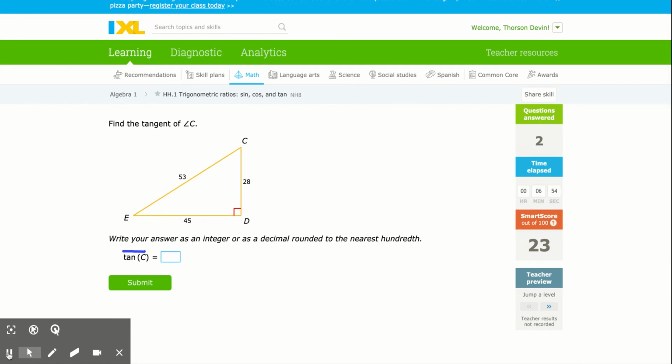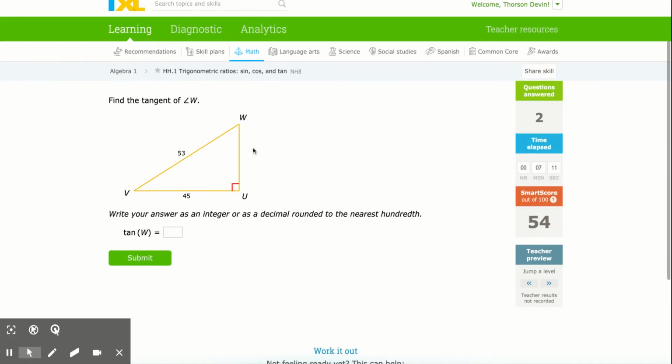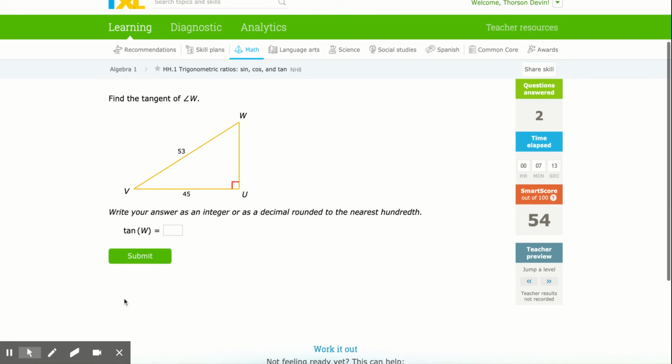I'm going to jump ahead now. And the reason I jumped ahead is they're going to give you some where you're missing a side. If you're missing a side, remember to use Pythagorean's theorem. Pythagorean's theorem just states that the legs squared and added together equals the hypotenuse squared. In other words, always treat the two sides that form the right angle as A and B, and the side that's the hypotenuse as C.